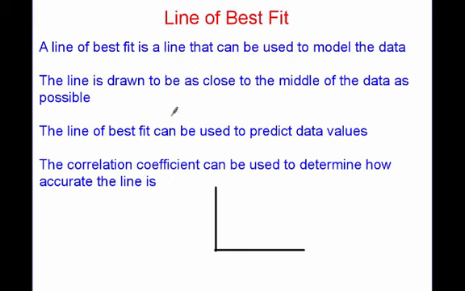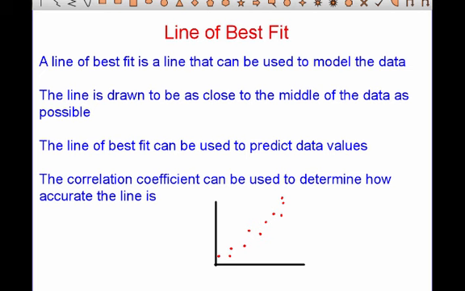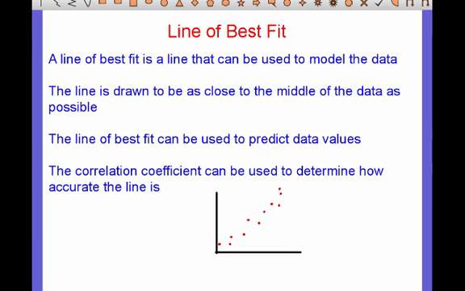And the correlation coefficient is going to tell us how accurate the line is. So if we have a high correlation coefficient, like a 0.96, that would tell us the line is very accurate. So let's say I gave you some points, and I want to draw a line of best fit for these points. Well, my line isn't going to pass through every single one of those points. In fact, my line might not pass through any of those points. But we want it to be as close to the data as possible.